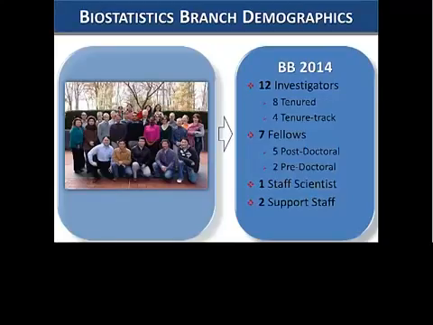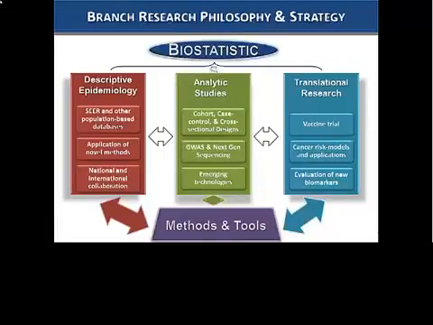Let me first briefly introduce our branch here. The Biostatistics branch in the DCEG has now 8 tenured PIs and 4 tenure-track PIs. We also have 7 fellows and 1 staff scientist. Our branch has focused on research in 3 main areas: descriptive epidemiology research and analytical studies, and also translational research related with vaccine trials and cancer risk modeling and evaluation of the new biomarkers.